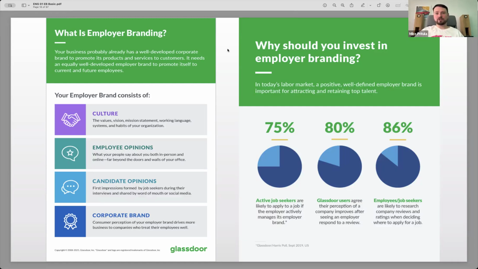And another piece of information from Glassdoor: why should you invest in employer branding? In today's labor market, a positive, well-defined employer brand is important for attracting and retaining top talent, and also for engaging them. 75% of active job seekers are likely to apply to a job if the employer actively manages its employer brand. 80% of Glassdoor users agree their perception of a company improves after seeing an employer respond to a review. And 86% of employees or job seekers are likely to research company reviews and ratings when deciding where to apply for a job.